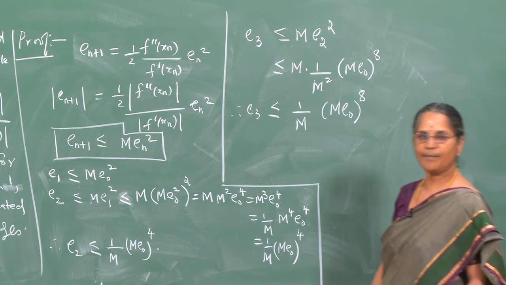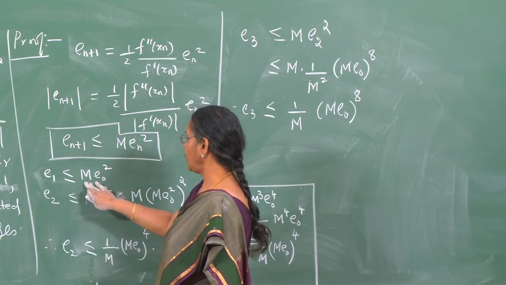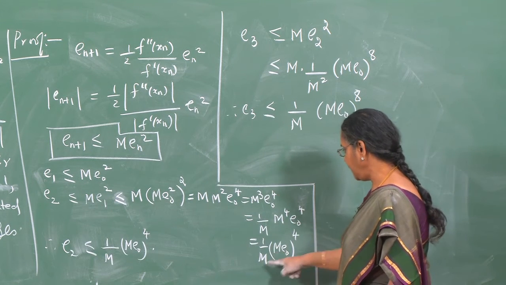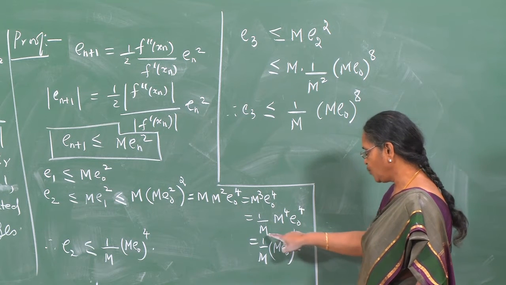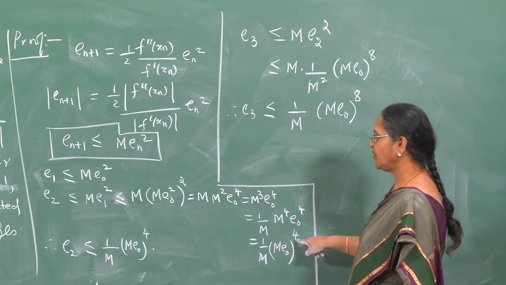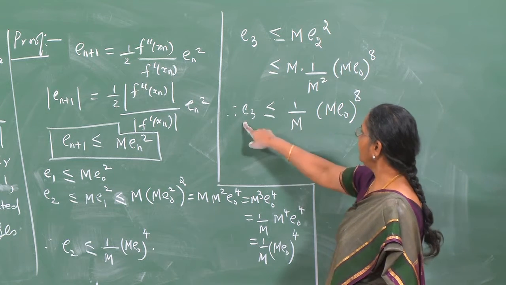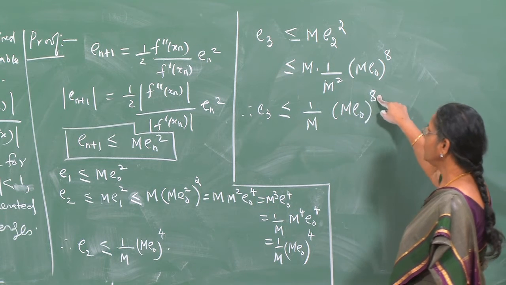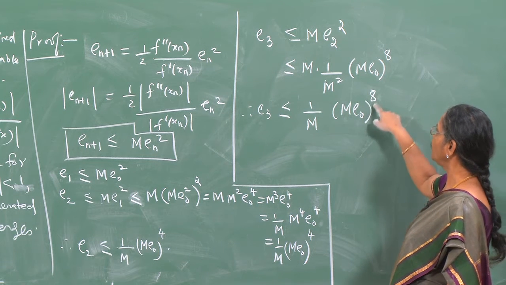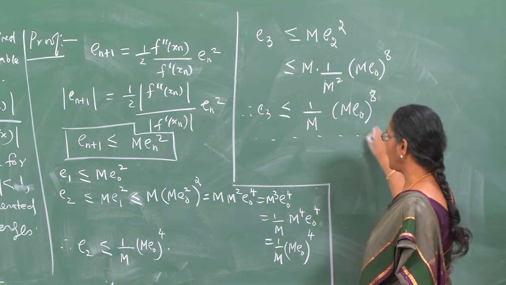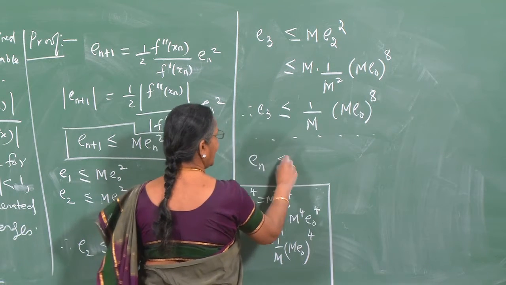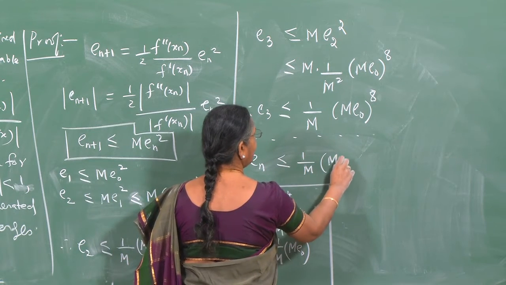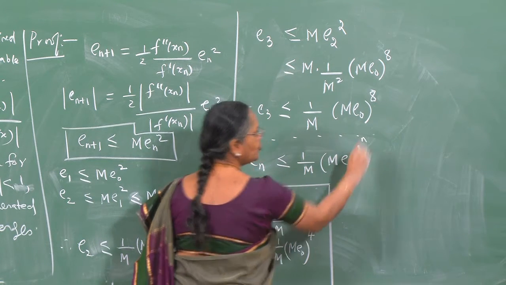So, let us now see the pattern. E1 is less than or equal to m E naught square, E2 is less than or equal to 1 by m into m E naught power 4, that is 1 by m into m E naught to the power of 2 square. Now, E3 is less than or equal to 1 by m into m E naught to the power of 8, which I can write as m E naught to the power of 2 cubed. So, I continue this way and write down what is the error at the nth step. So, it is going to be 1 by m into m E naught to the power of 2 to the power of n.